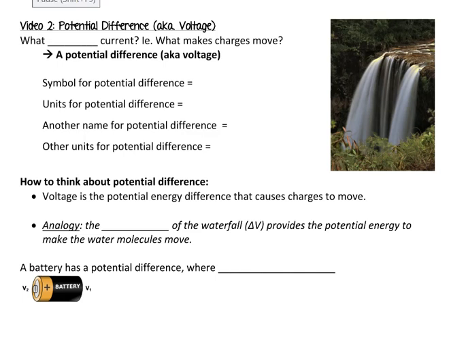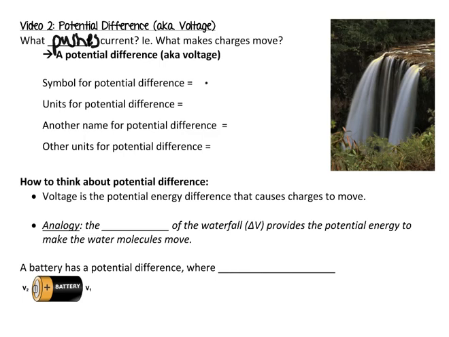So in this video, we're going to look at what actually pushes current. So why is it that current flows at all? That's because of a potential difference. So potential difference is the thing that pushes current or makes charges move down the wire.